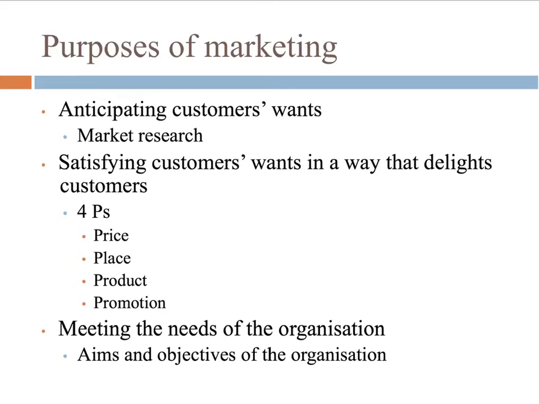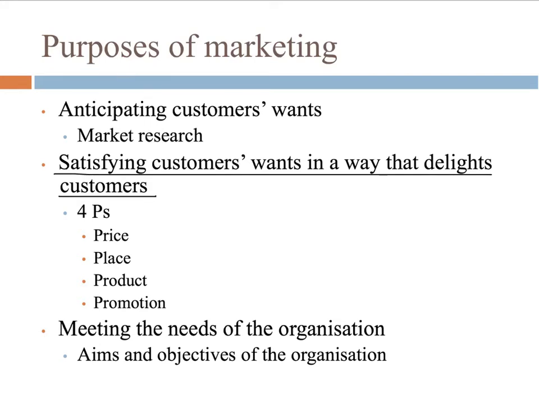The next stage, or the next thing, or the next reason that we have marketing, is to satisfy customers' wants in a way that delights the customer, remember. So an organisation will decide on suitable marketing techniques in order to ensure that the customers are delighted. So remember, that means that they're not just happy, but over the moon, if you like. The approach used by organisation to achieve this is known as the marketing mix, or the 4 Ps.